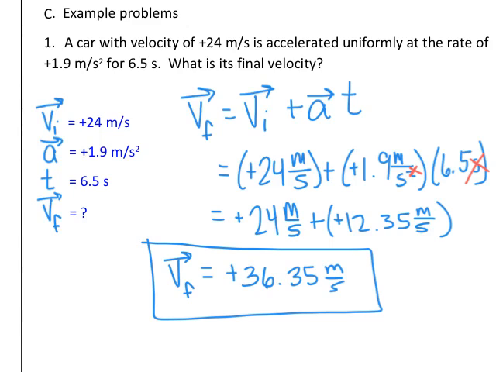Notice that the units work out to meters per second, and we got a positive 36.35 meters per second for our final velocity. And remember, if you're using the correct number of significant digits, you would simply just say the final velocity is positive 36 meters per second.